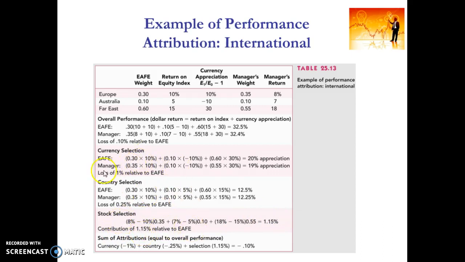We add all these values together: underperformance of 1% due to currency selection, underperformance of 25 basis points due to country selection, and overperformance of 1.15% due to stock selection. Add those together and we get our overall underperformance against the benchmark of 10 basis points or 0.1%. So that demonstrates how we can look at our overall excess returns compared with some benchmark and then break it down into its relative contributors. What is the component of that overall underperformance that might be explained by a range of factors including currency, country and stock selection.